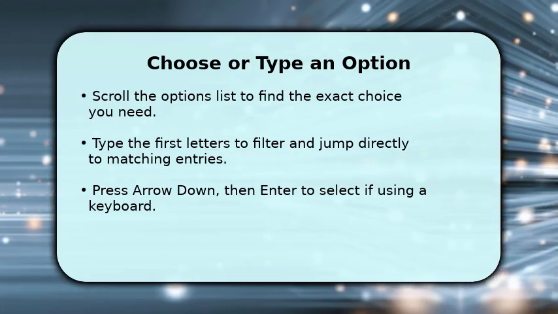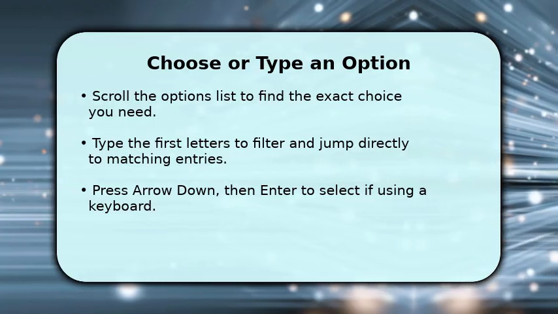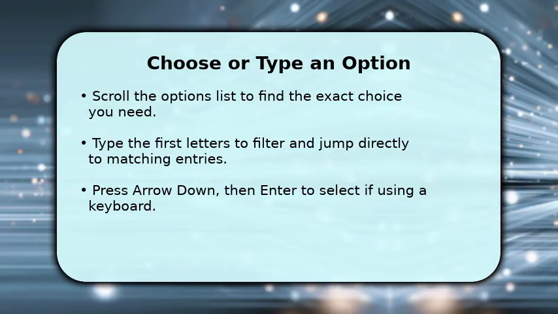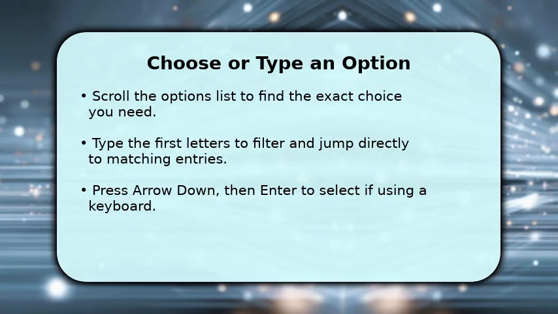You can also use arrow down and arrow up to navigate sequentially. Press Enter to confirm the highlighted option. On mobile, tap a single entry to select and automatically close the drop-down.